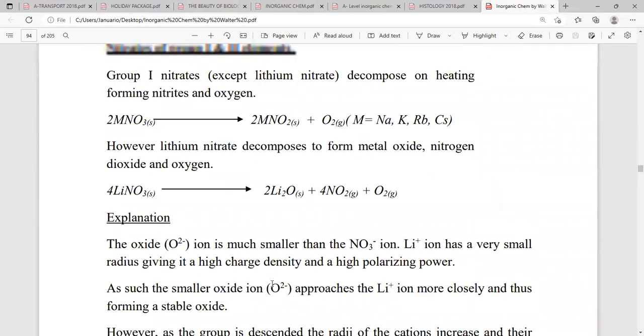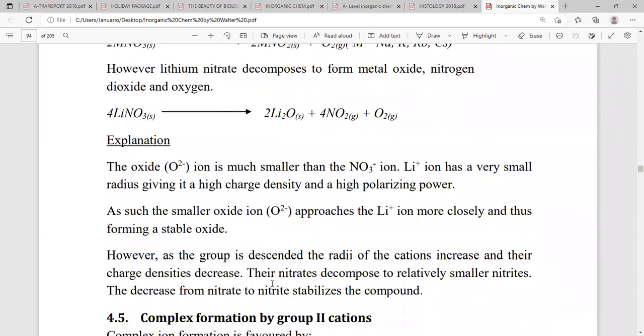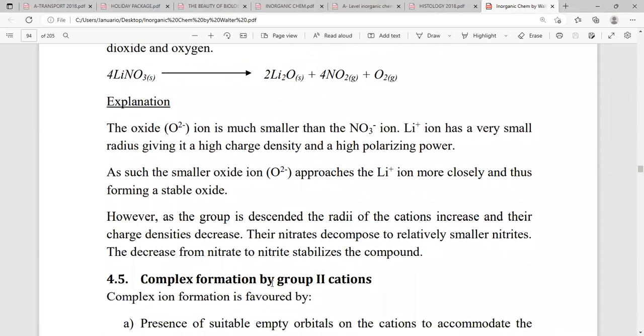You have the nitrates of group 1, except lithium. All the other nitrates decompose to give nitrites and oxygen gas. However, lithium nitrate gives a metal oxide, that is lithium oxide, nitrogen dioxide gas, and oxygen gas. All the other nitrates give nitrites and oxygen, but lithium nitrate gives an oxide, nitrogen dioxide gas, and oxygen gas. The reason and explanation is the same, why a lot of the chemistry of lithium is different from the chemistry of other elements.